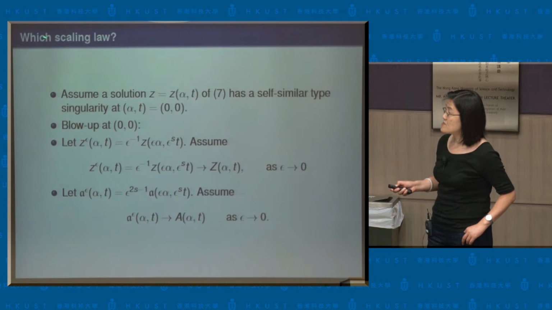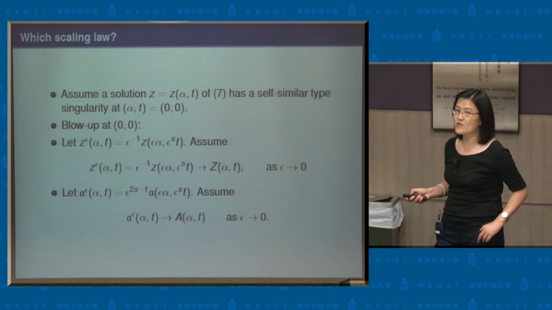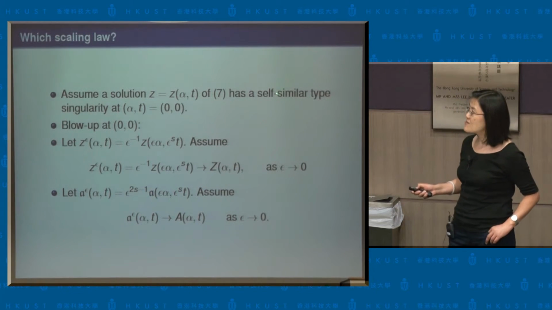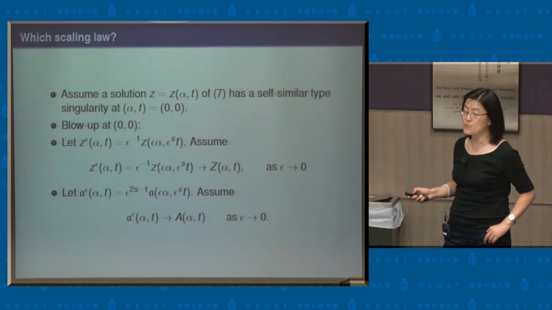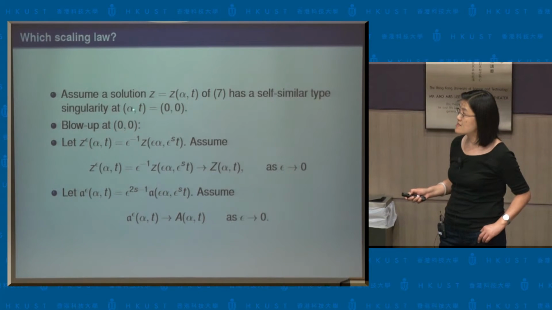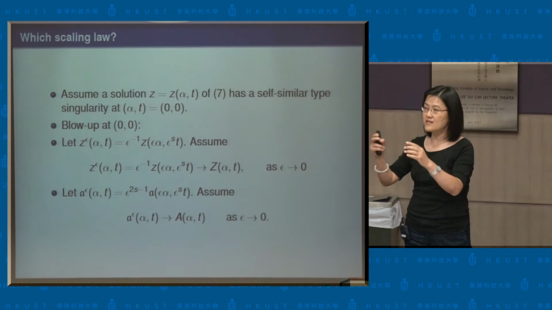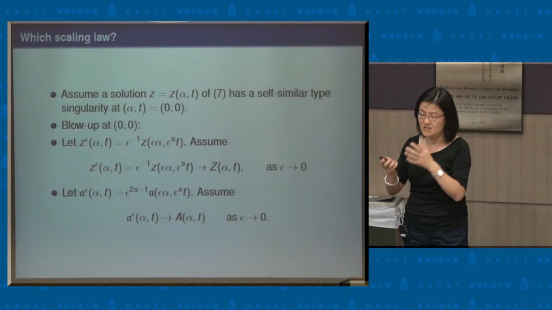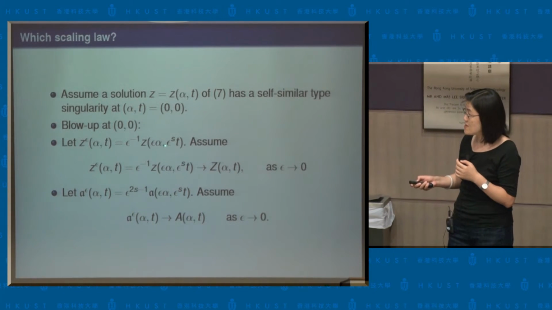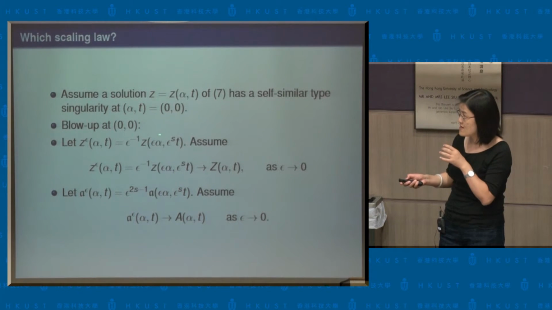So now we look at this problem from a different point of view. At this point we really don't know if there's a self-similar type singularity, but assume there is one. What happens? Assume there is a self-similar type singularity at time t and at position alpha equal to 0. That means if we keep zooming in on the singularity, the shape doesn't change. There's a limiting profile: we rescale, we zoom in, we let epsilon go to 0, and there should be a limiting profile.